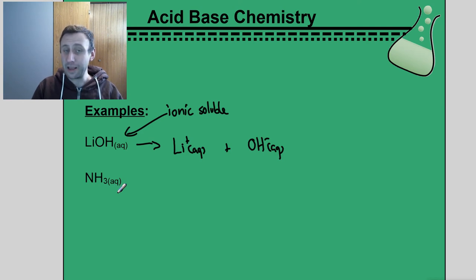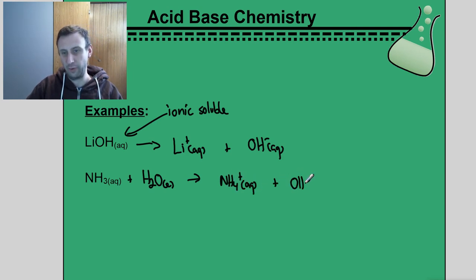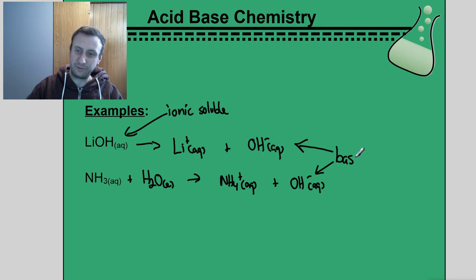Ammonia is not ionic. Instead, it reacts with water, H2O liquid, to make NH4 positive aqueous and hydroxide, OH minus aqueous. Both of these things are what make these solutions a base, right? Hydroxide is what's responsible for making a solution basic.